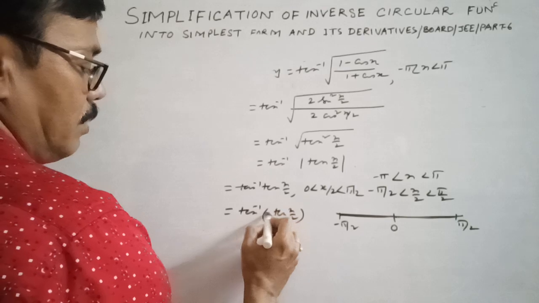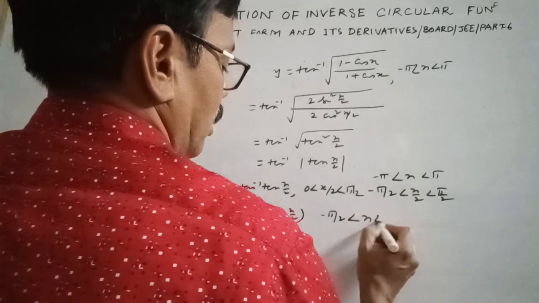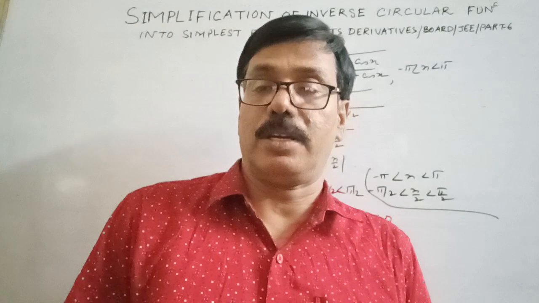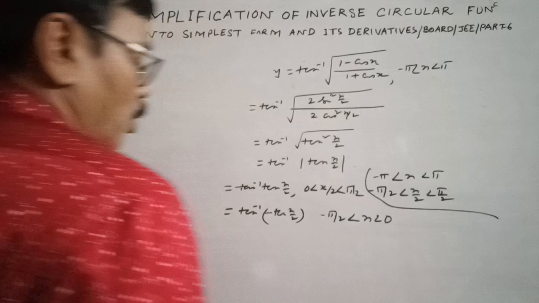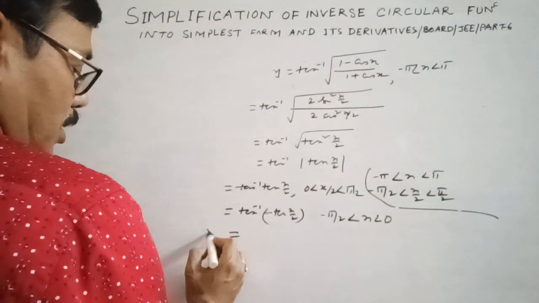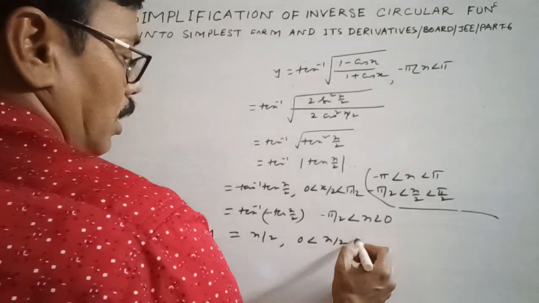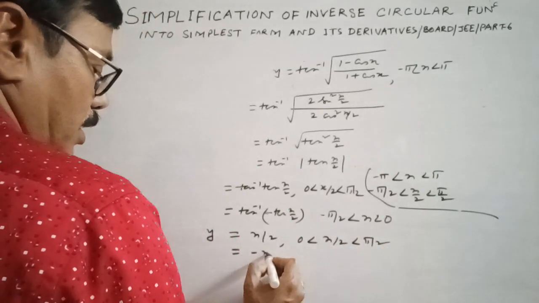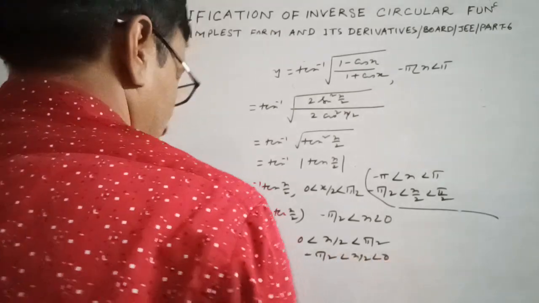So what is the restriction? So restriction is minus pi by 2 less than x by 2 less than 0. So this should be okay. If no restriction is given, we suppose it is in first quadrant. But here restriction is given, so we are dividing it into two parts. So y equals to x by 2 if 0 less than x by 2 less than pi by 2, and equals to minus x by 2 if minus pi by 2 less than x by 2 less than 0.